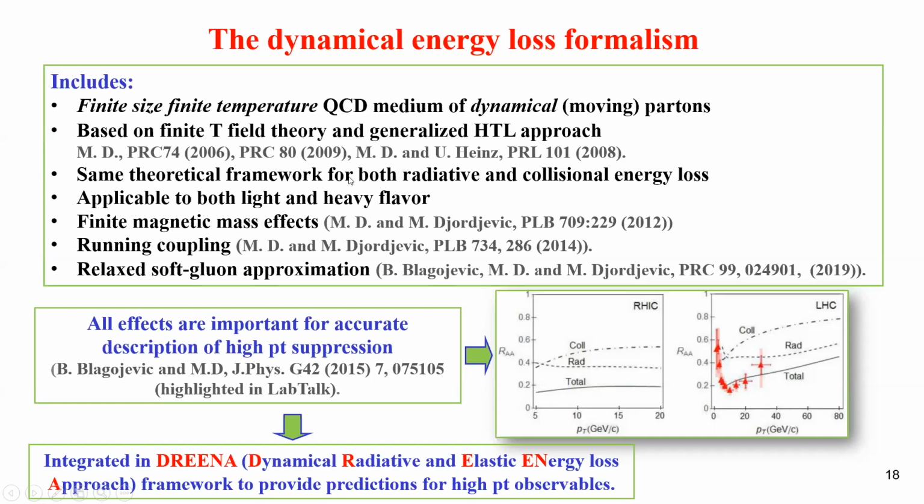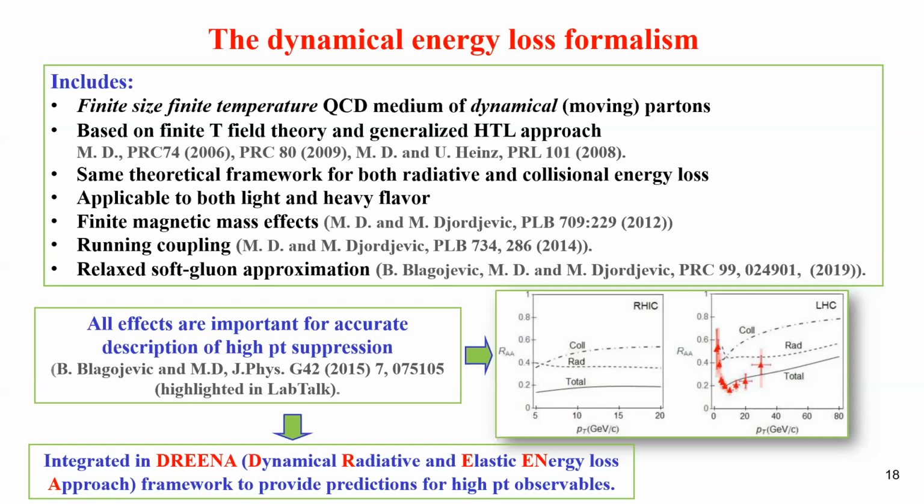It is based on finite-temperature field theory and the generalized hard thermal loop approach. It has the same theoretical framework for both radiative and collisional energy losses. It is applicable to both light and heavy flavor. In this formalism, the divergences are naturally regulated. Then the finite magnetic mass effects were also included, running coupling is included, and most recently we also relaxed the soft-gluon approximation. So this is a complex model which has many ingredients, and in this paper we systematically investigated how important these ingredients are and showed that all of them are necessary to accurately explain the data.